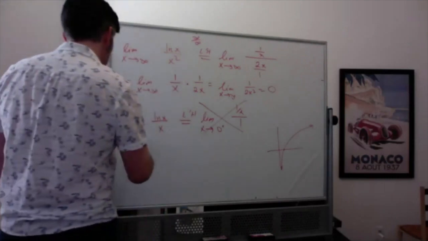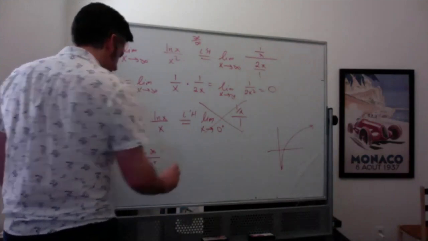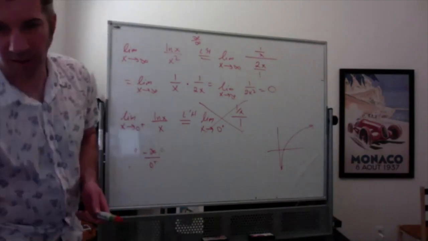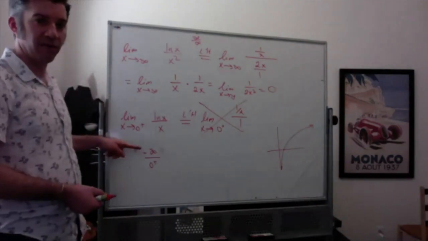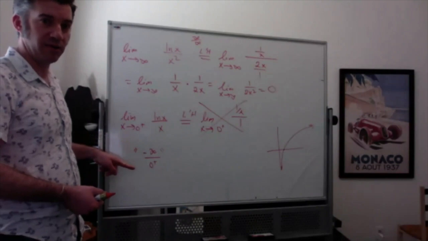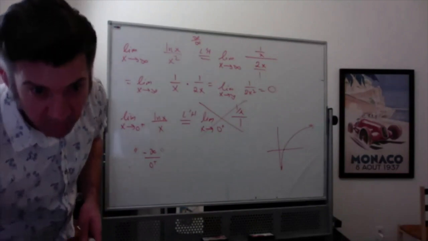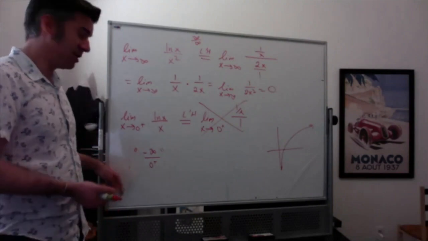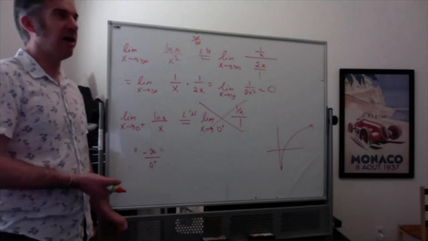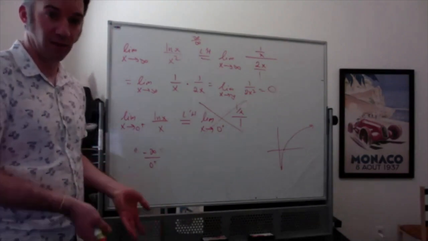If this is a negative infinity over a small positive number, okay, somebody tell me, sorry, I've got the chat covered up. What's a really big negative number divided by a really small positive number going to be? Well, is it positive or negative? Negative divided by positive, definitely going to be negative. And is it really negatively big or really close to 0?